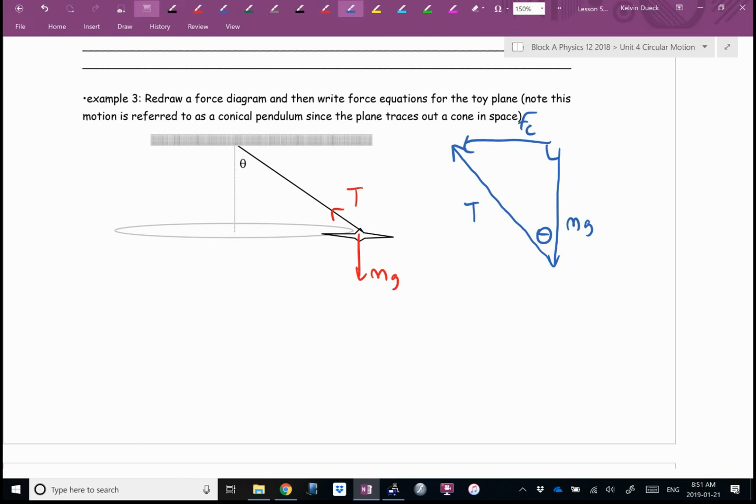But let's do the equations. Let's label our trig: tension, opposite, adjacent, or hypotenuse. Tension is the hypotenuse. What about mg? That's the adjacent. What about FC? Opposite. Okay, so if you need to write the word SOHCAHTOA out, you can.